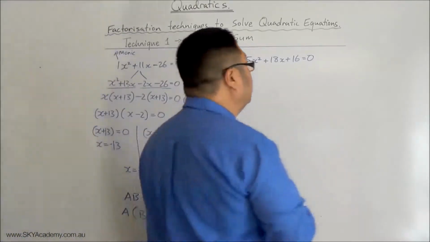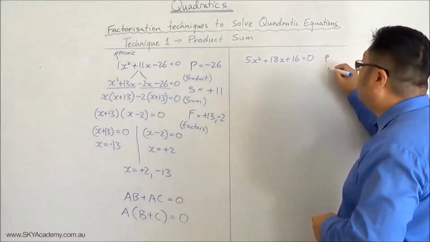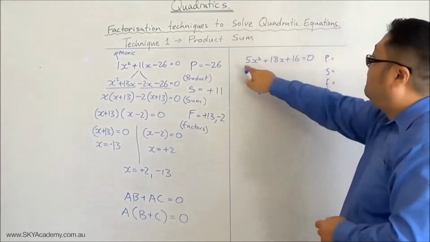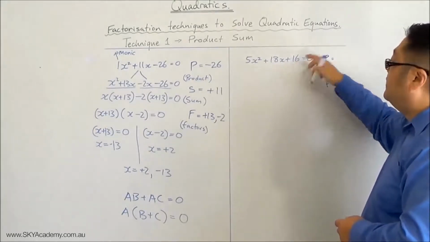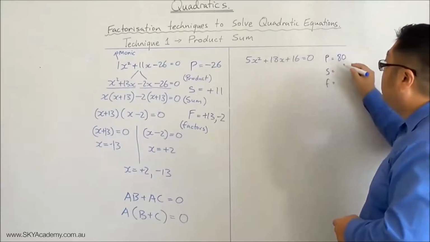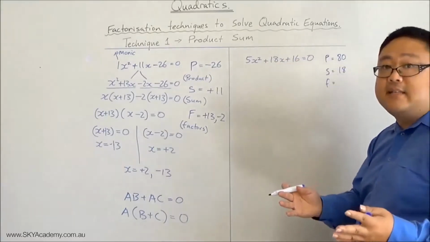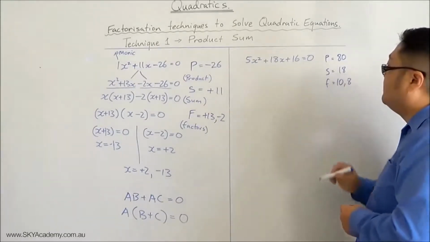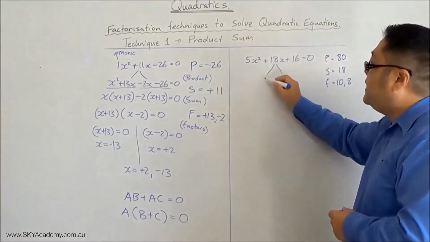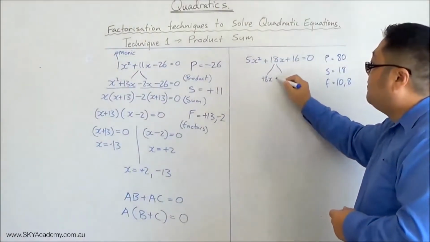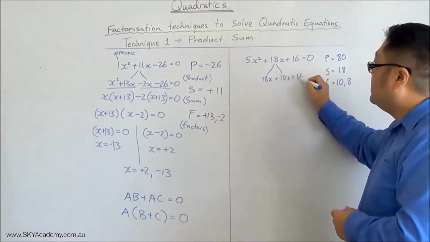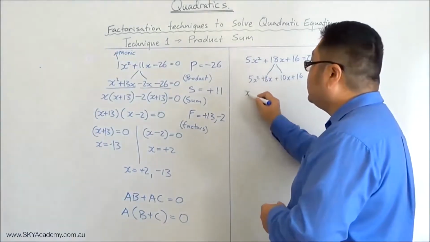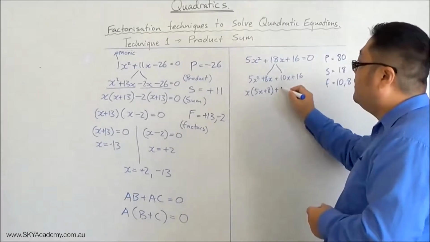Let's do our second example, and we do this second example no differently. P, S, F. What is our product? 5 times 16 is 80. Our sum is 18. Our factors in this case are fairly simple: 10 and 8. Which means that we can break this 18 down into plus 8x plus 10x plus 16, plus 5x squared there. We can factorize the x out. We can factorize a 2 out.